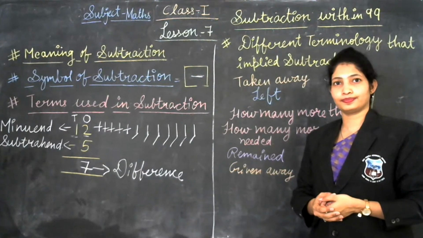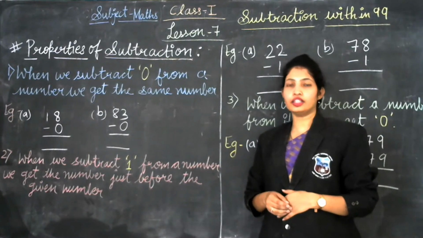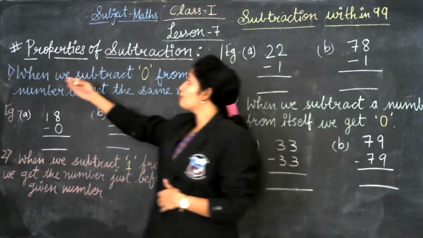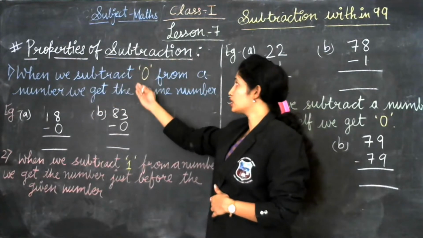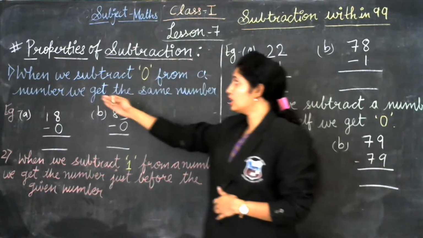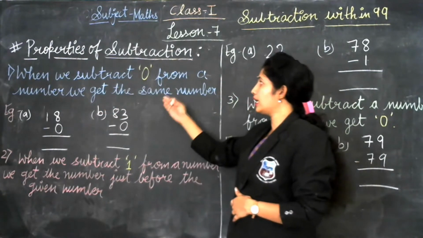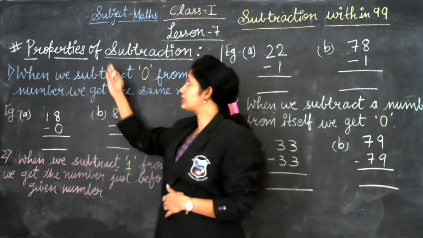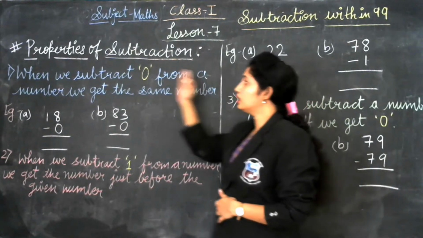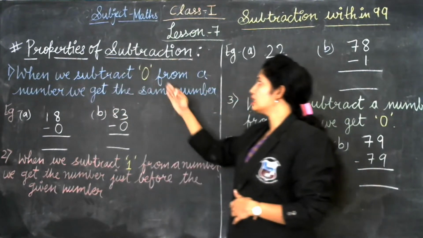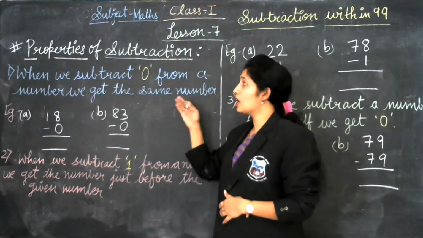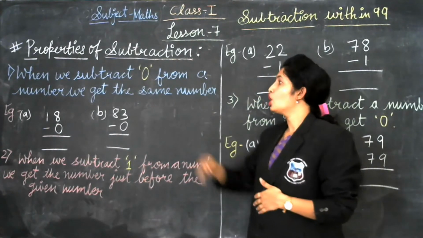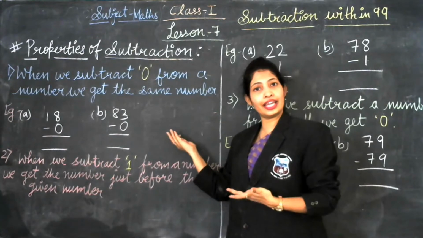Clear, students? My dear children, we will learn the properties of subtraction. Now look at the first property. When we subtract 0 from a number, we get the same number. Again, I will repeat this. It means when we subtract 0 from any number, children, any number, we get the same number as the answer.